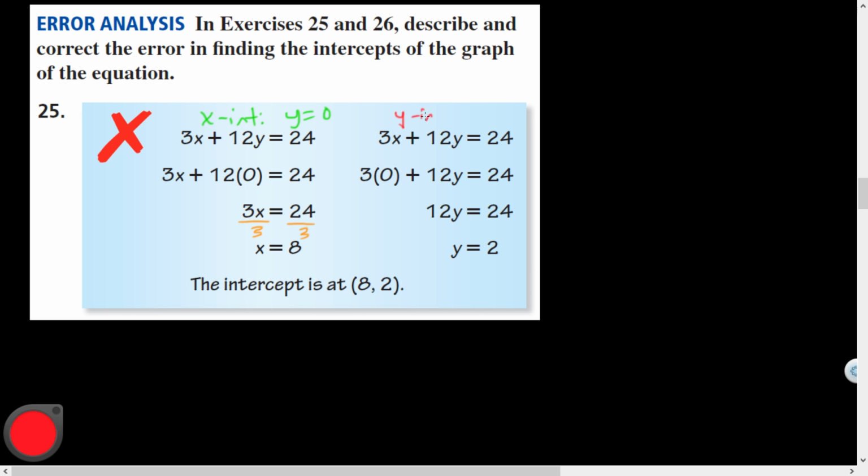So the y-intercept, you set the x equal to 0. That wasn't the best song, but I think it's the second best song in the world, to be honest.